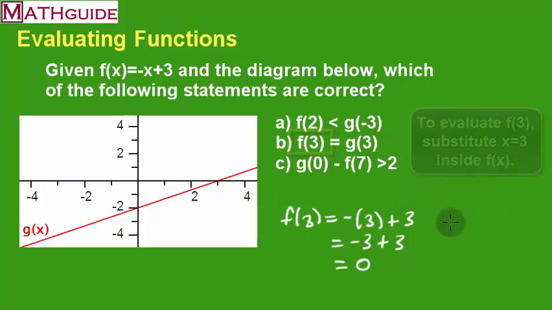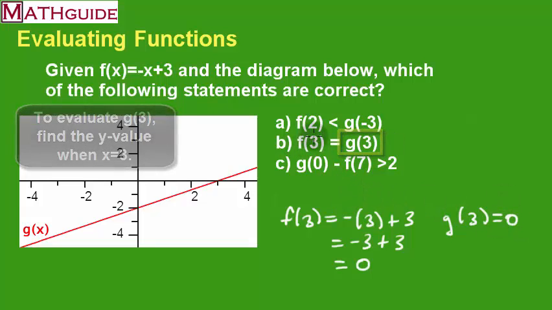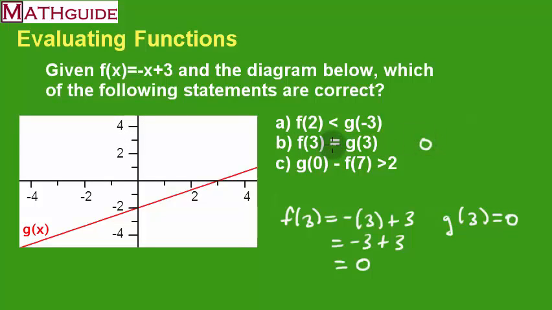Now let's figure out what g of 3 is by reading the graph. So over here, x is 3, and we can see that the corresponding y value of that point on the red line, when x is 3, looks like 0 at that point. So what does this statement say? Is f of 3, which is 0, equal to g of 3, which we know is 0? Yes, they are equal. So part b is a correct statement.